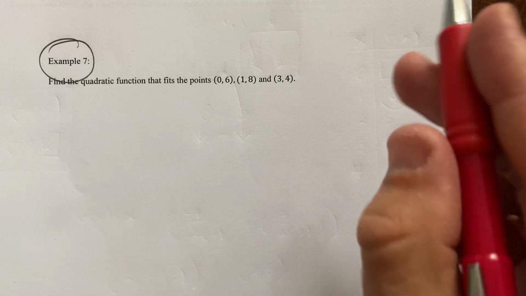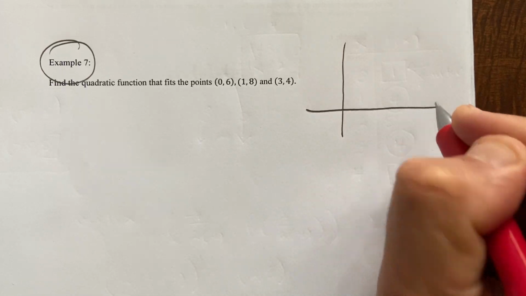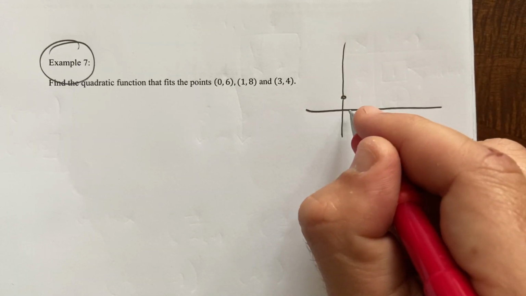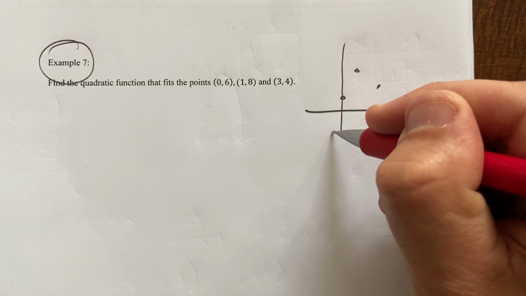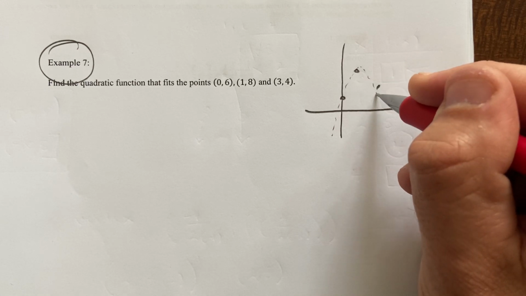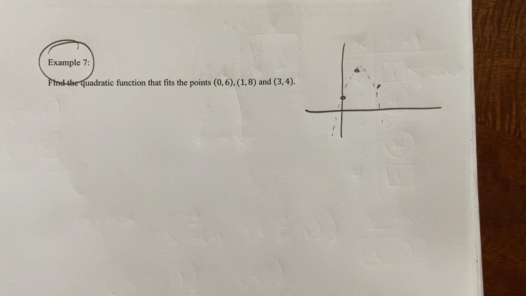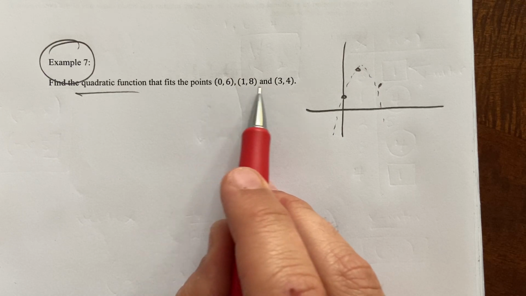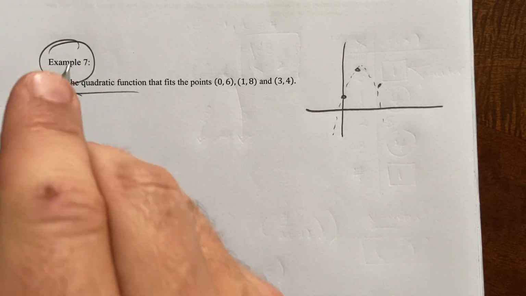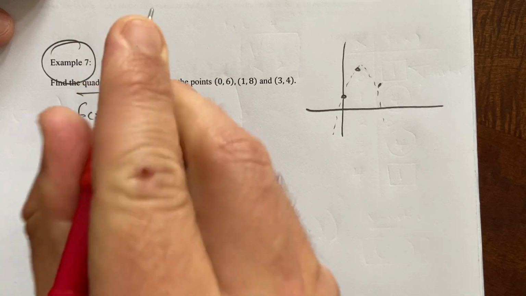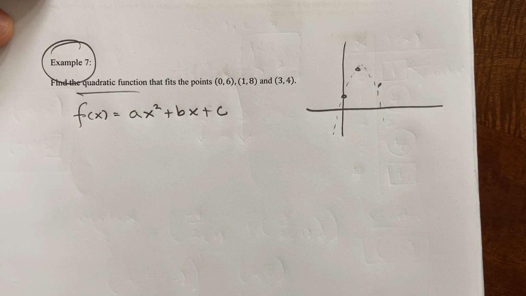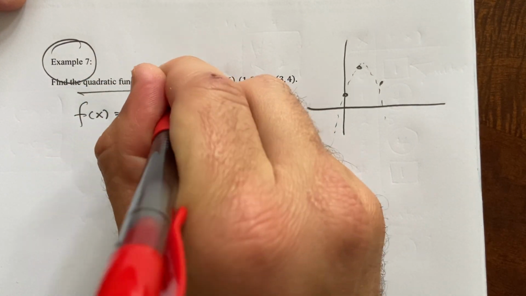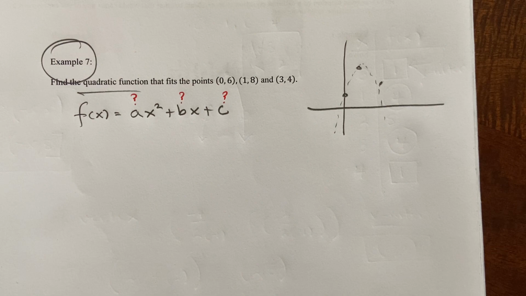All right, so just to sketch a quick picture, if this is 0, 6, maybe this is 1, 8, maybe this is 3, 4, we're looking for the parabola that contains all these points. All right, that's what we're doing here. We want to find the quadratic function that fits all these points here. So we're looking for an f of x, which equals a x squared plus bx plus c. And we're basically wondering a, b, and c. As soon as we know a, b, and c, we know the function.